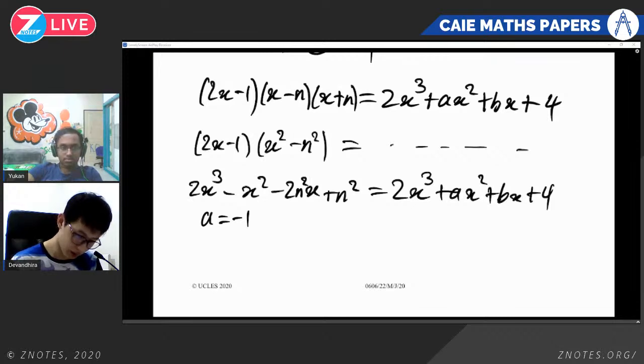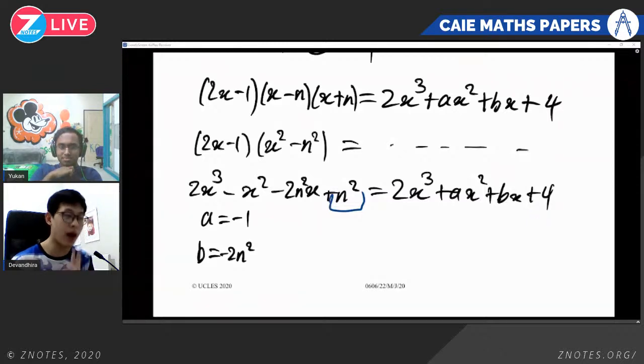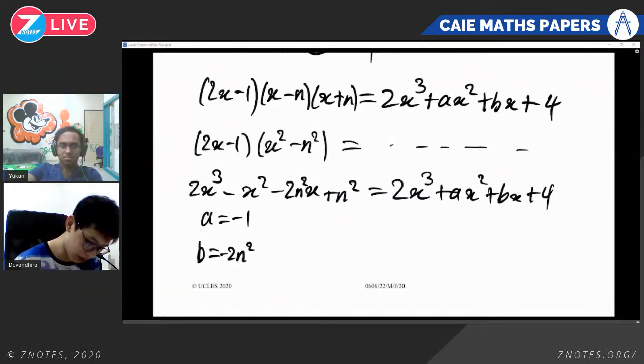What about our b? How do we find it? We don't know what n is yet. So it's just minus 2n squared. Don't forget about the negative. Yep. But can we find n squared? Yep. That is just the constant, which is 4. Exactly. So right here, as you can see, we have n squared and the constant here, 4. They don't have any x's, so they have to be the same. That means our n squared is equal to 4.